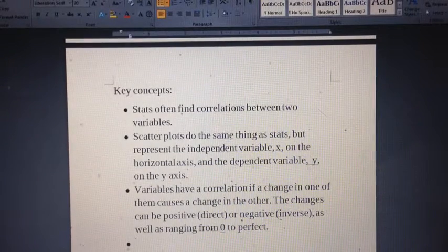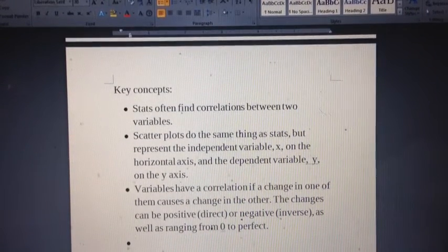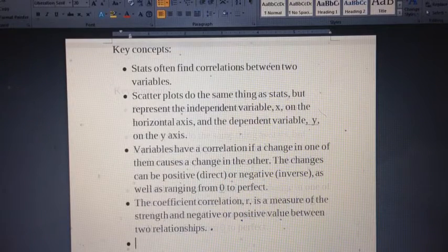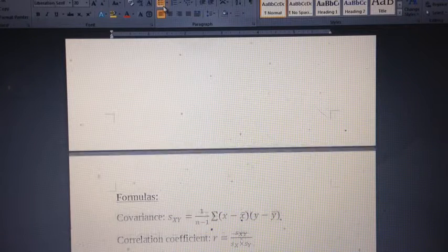Negative values indicate negative correlations, while positive values indicate positive correlations. The greater the absolute value of R, the stronger the linear correlation, with 0 indicating no correlation at all, and 1 or -1 indicating a perfect correlation. Manual calculations of correlation coefficients can be tedious, but perhaps you could use a graphing calculator to help you solve it. Now we move on to the formulas.